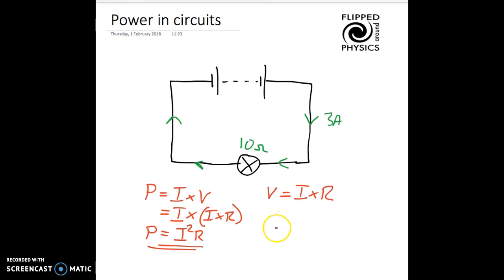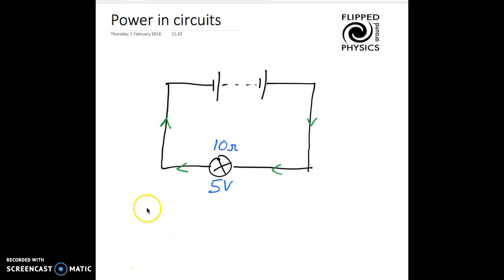Okay, so let's actually do the problem, because we're given 3 amps as the current, and we're given the resistance, so we can do a quick calculation. So for the power output for this bulb, we get the power equals I squared, so that's 3 squared times 10. Okay, so that's going to be 9 times 10, so that's 90 watts. So the power output from my bulb is 90 watts.